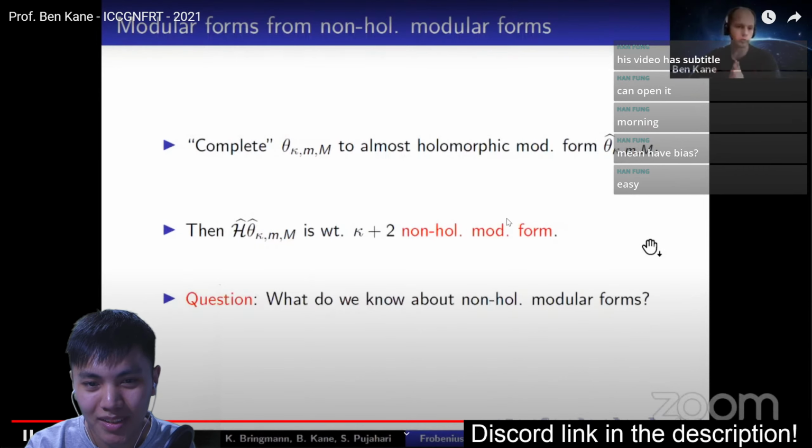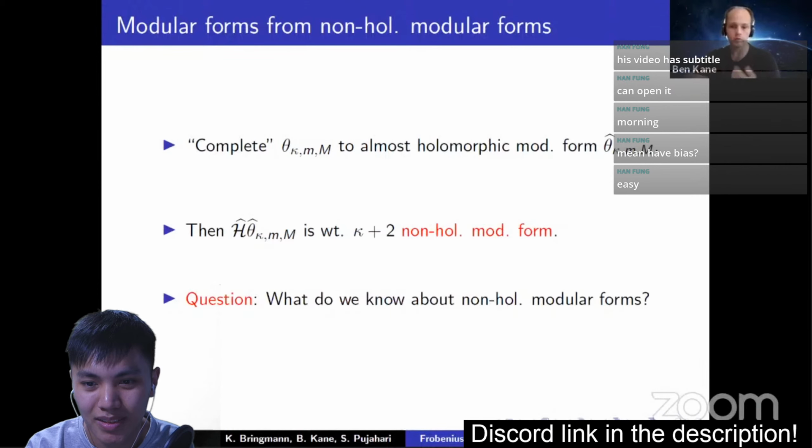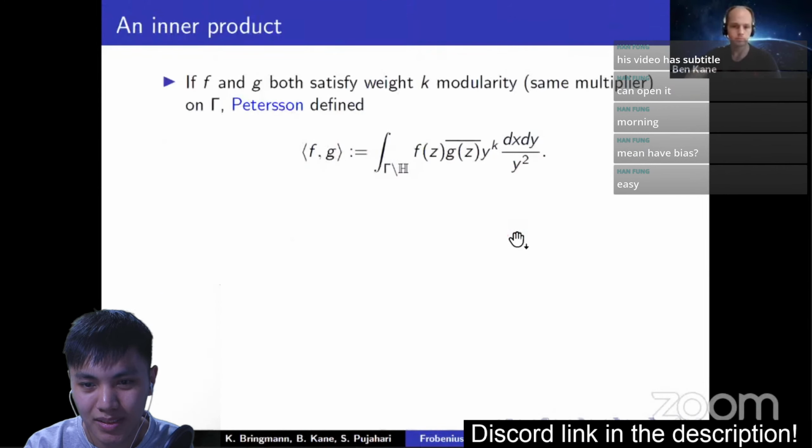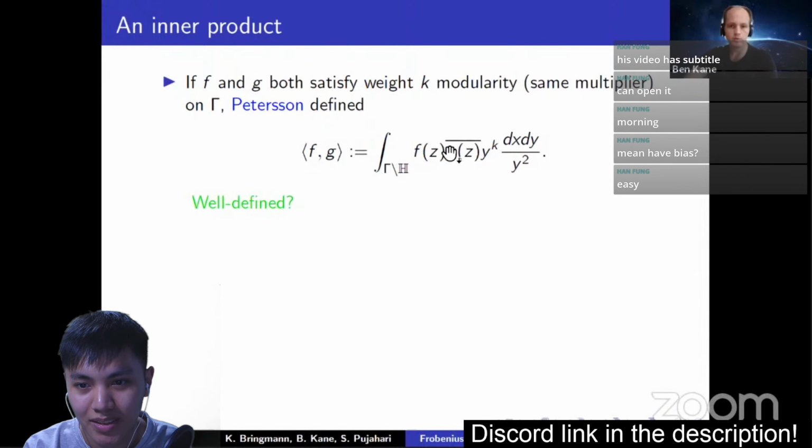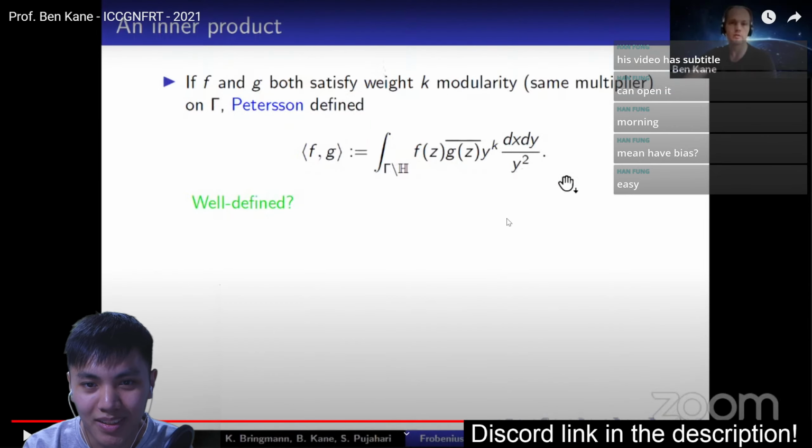So what do we know about non-holomorphic modular forms? What can we learn from these objects? Well, on holomorphic modular forms, we have an inner product that Petersson defined. So if we have f and g, we have the inner product between them. Well, you might ask why this is well defined. So f times g bar, the imaginary part to the kth power, dx dy over y squared.